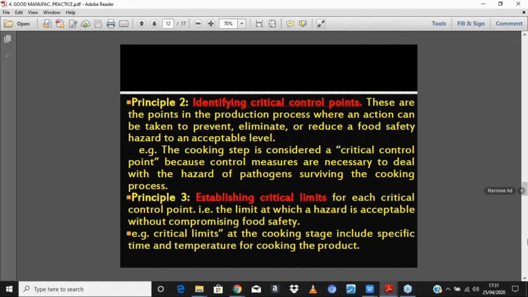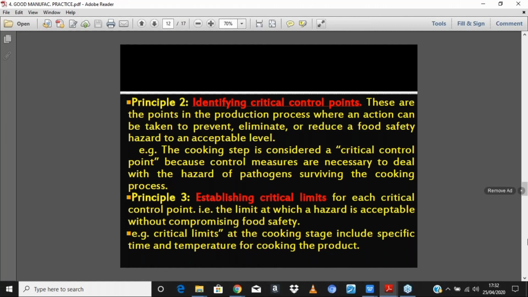So the first thing is hazard analysis, then identify the critical control point. In the cooking stage, what is the critical control point? The cooking step is considered a critical control point because measures can still be taken to deal with biological hazards.